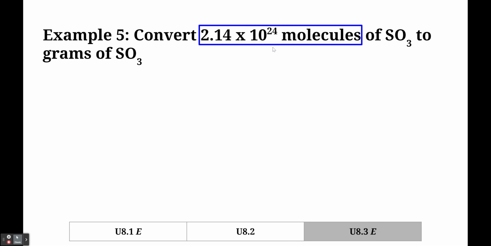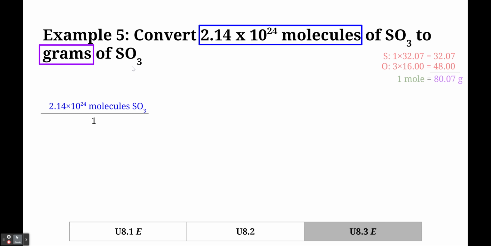So when we look here, we're going molecules first. So that's our starting unit. But again, I don't have a conversion factor directly from molecules to grams. I do know molecules to moles, and I do know moles to grams. So we need to use both of those conversion factors together. So again, if we see grams, we're using our periodic table and finding the compound mass.